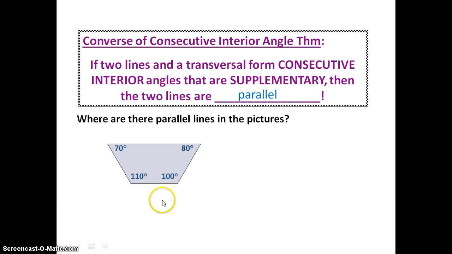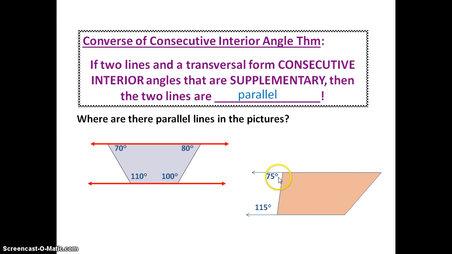So looking at our picture, I see that 70 and 110 are supplementary, and I see that they add up to 180. So these two are the consecutive interior angles for this side. These two are the consecutive interior angles for this side. Since both pairs are supplementary to each other, I can say that the top and the bottom are parallel.